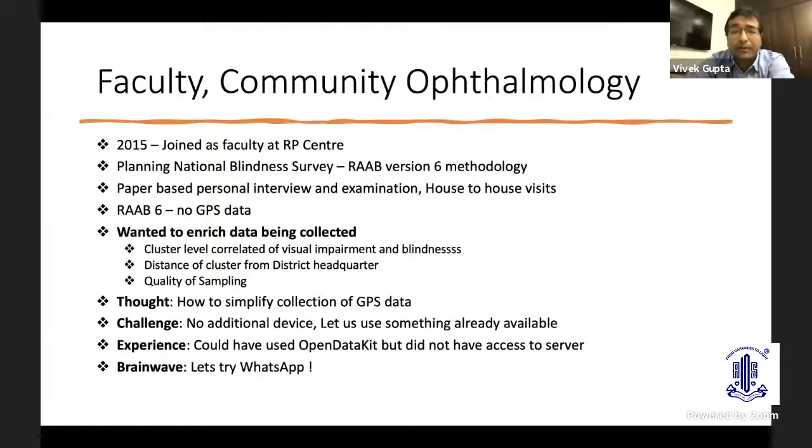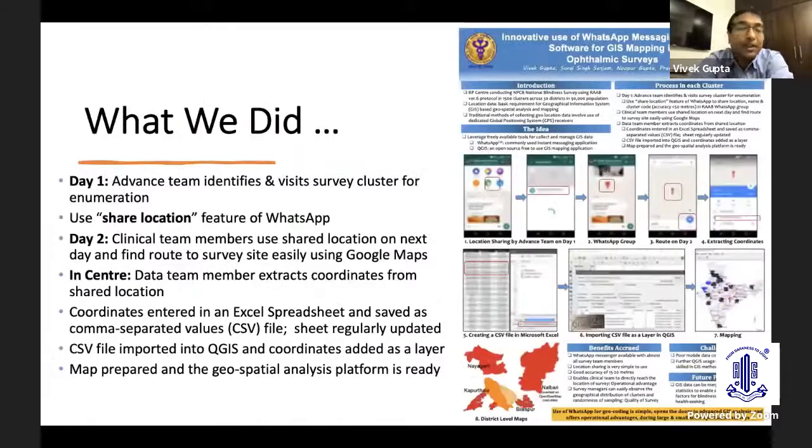I wanted to simplify the collection of GPS data. The challenge I set for myself was that we could not purchase or send out GPS devices, but smartphones were there with every team member. So let's use the smartphones which are already there with the team. We could have used the Open Data Kit software toolkit for collecting GPS data, but that would have been an additional application, and then there was a brainwave. WhatsApp was catching on, and there was the location sharing feature in WhatsApp. So why don't we try leveraging that and see if we can use it for GPS data collection?